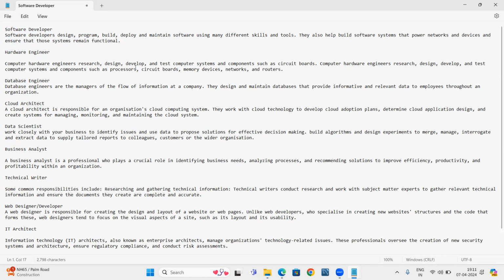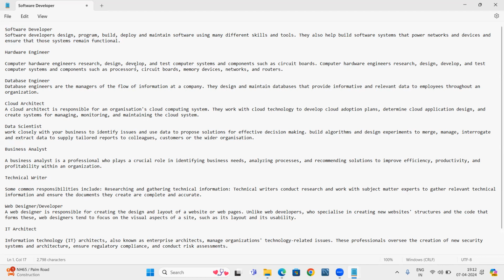And next is the database engineer. You can become a database engineer also after passing MCA. Database engineers are mainly responsible for designing and maintaining the databases, and providing informative and relevant data to the employees throughout an organization.